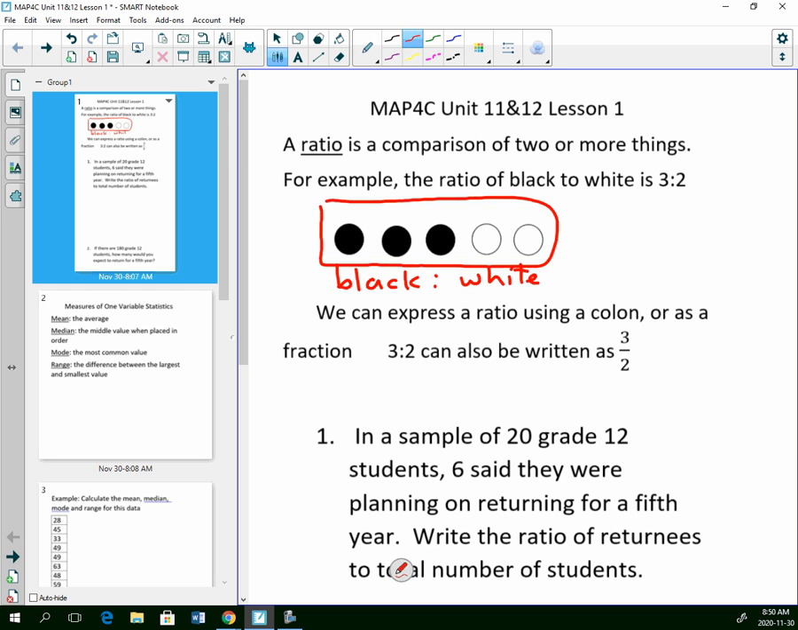because remember that with ratios, order is important, right? So 3 to 2 is different from 2 to 3 in terms of what they represent. So black to white would be 3 to 2. If I were doing white to black, it would be 2 to 3. So order is important in what we're representing. So you can write it as a colon, you can write it in words, 3 to 2, or you can write it as a fraction, 3 over 2, right? So they all mean the same thing in terms of ratios.